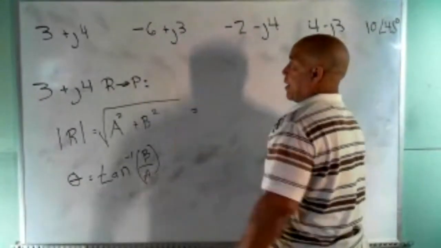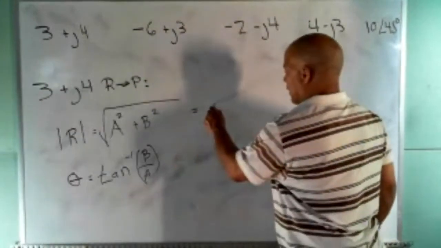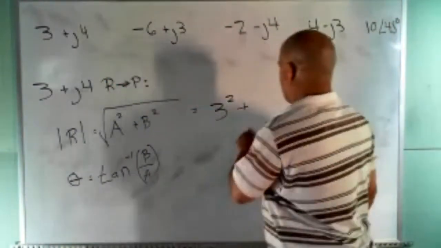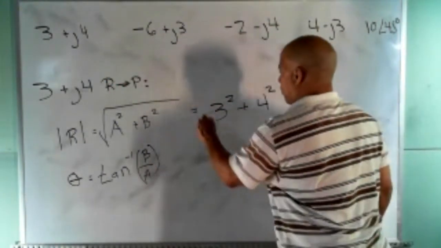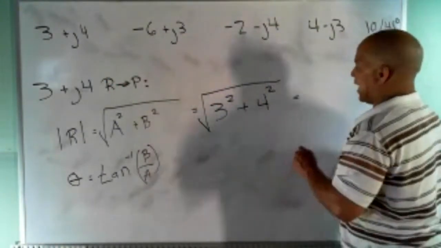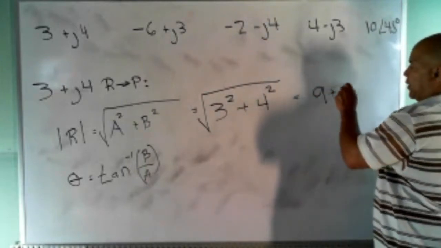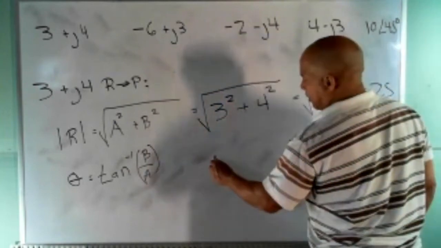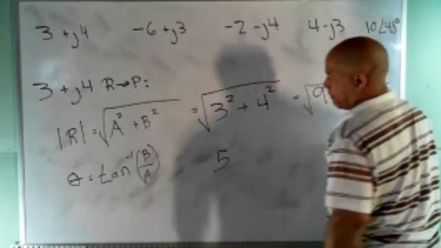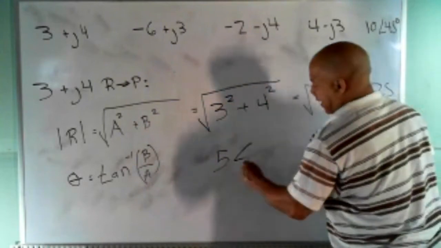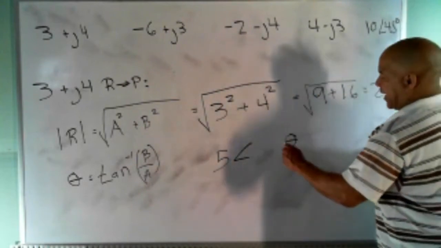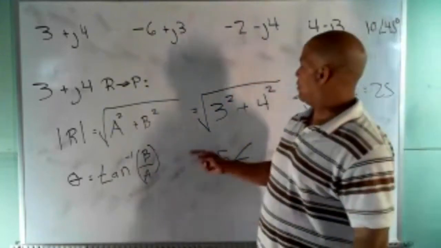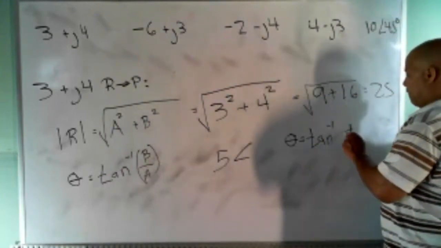Well, here, I got A is 3. So I got 3 squared plus B is 4, 4 squared, square root it. That gives me 9 plus 16, which is 25. So the square root of that will be 5. And I got to get the angle. The angle is going to be the inverse tangent of B over A, 4 over 3. So I got a 4 and I got a 3.